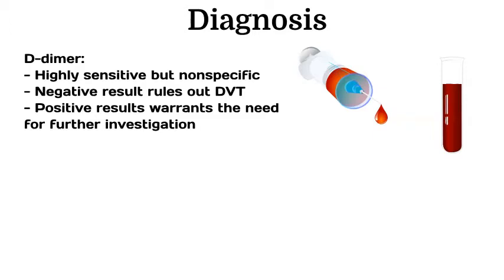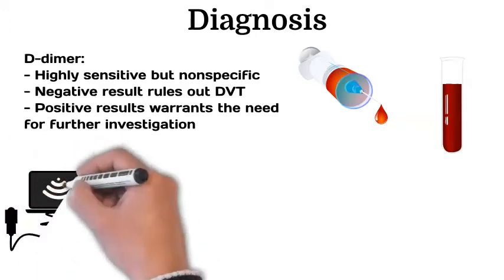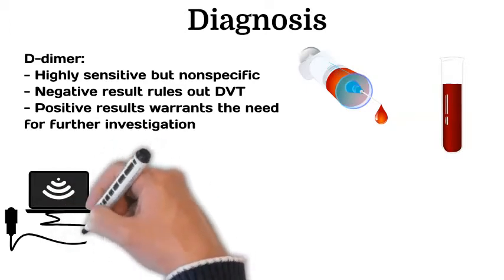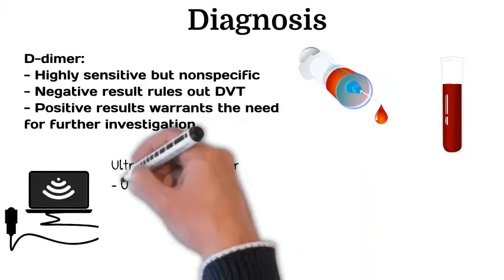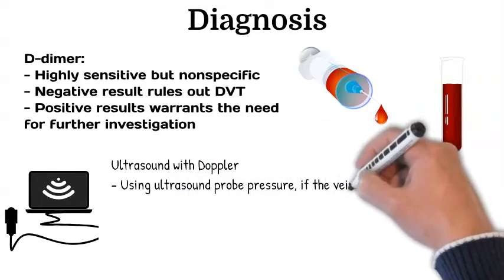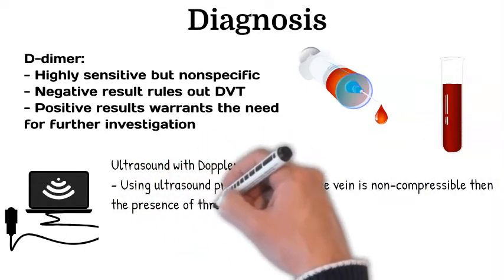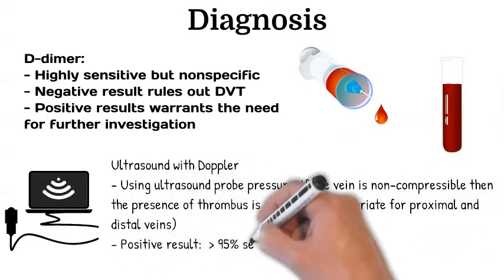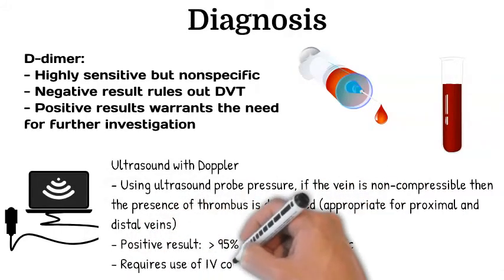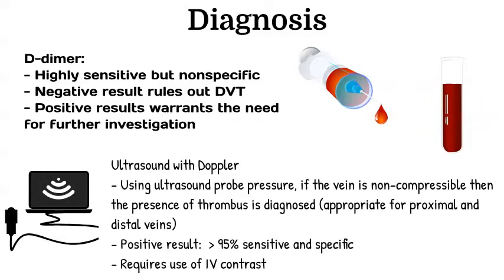So if you do get somebody with a positive or elevated D-dimer, we then have to go ahead and investigate further. Now, that typically involves imaging, and our gold standard is an ultrasound with Doppler. This uses ultrasound probe pressure to detect the presence of a thrombus, because if a thrombus is present, the vein is non-compressible. This is appropriate for proximal and distal veins, and a positive result is typically greater than 90% sensitive and specific, so therefore it is a gold standard.